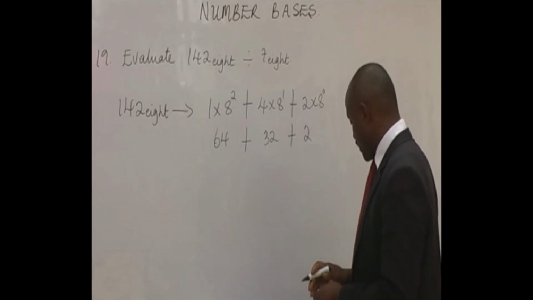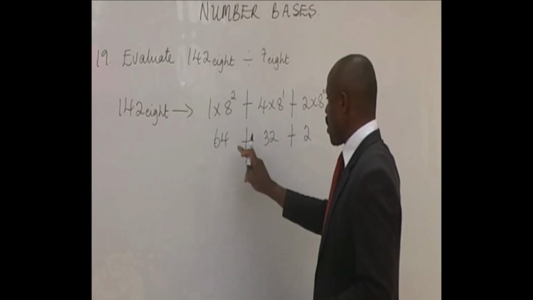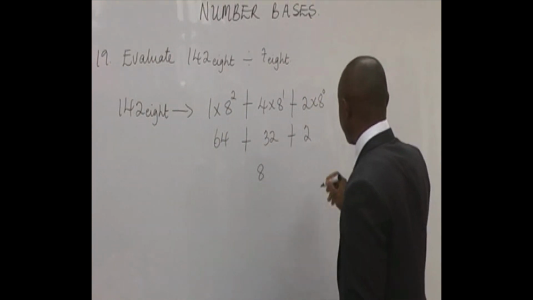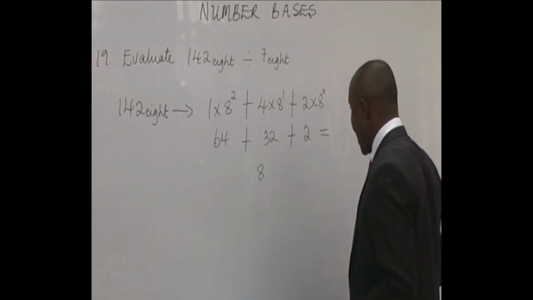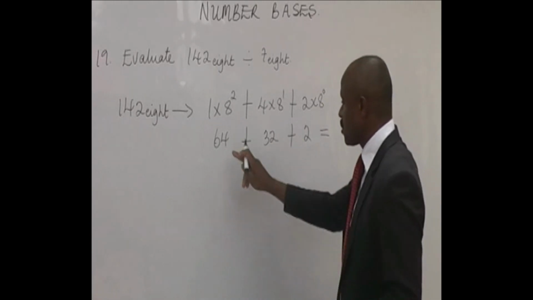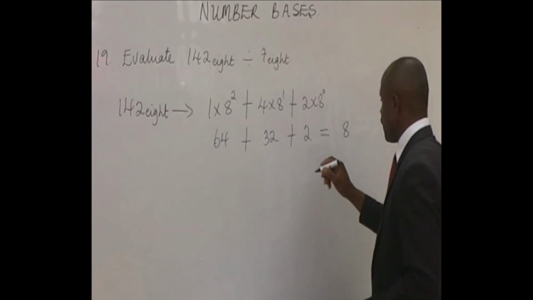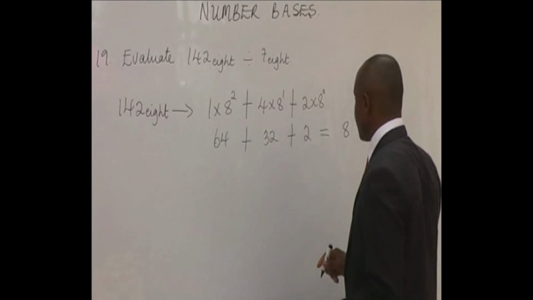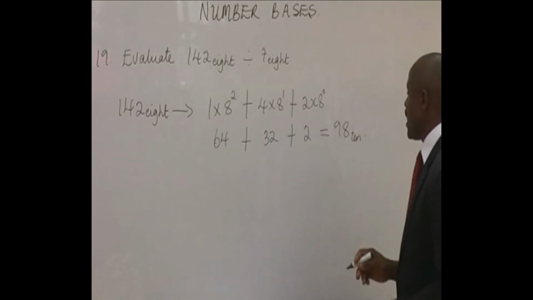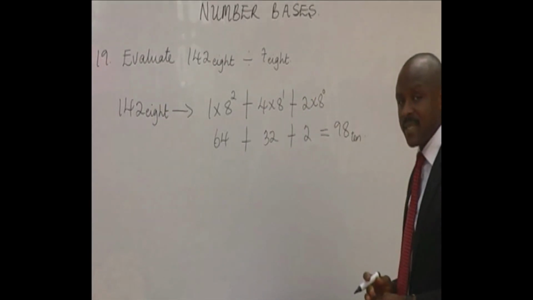Now we have to add. Let's write it here because we are adding. 2 plus 2 is 4. 4 plus 4 is 8. So we have 8. 3 plus 6 is 9. So we have 98 base 10 being the value of 142 base 8.